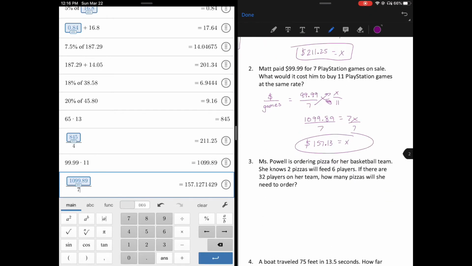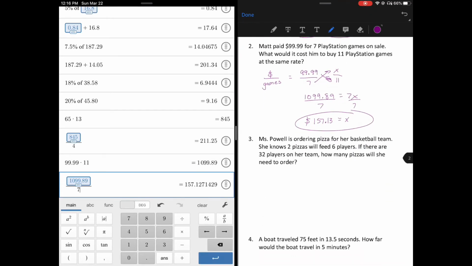Number 3 says that Miss Powell is ordering pizza for her basketball team. She knows that 2 pizzas will feed 6 players, so she's comparing the pizza to the number of players. So 2 over 6. If there are 32 players on the team, how many pizzas will she need to order? So I've got my pizzas on the top, my players on the bottom, and I'm going to cross multiply.